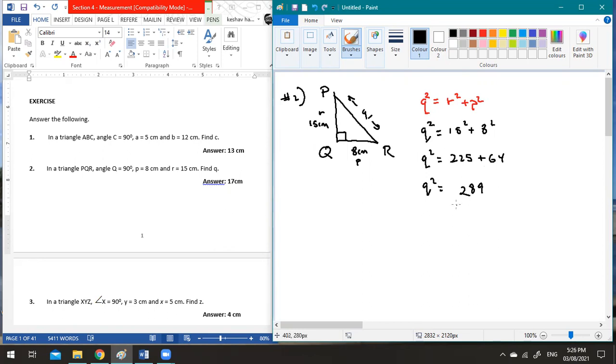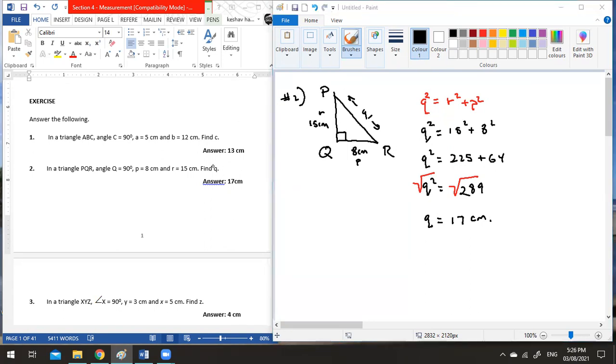289. Right? And then you square root both sides. You get q is equal to the square root of 289, which is 17. And again, the units are centimeters. So these are good questions. For you all not to get confused, the best thing you should do is just draw a simple diagram and label it.